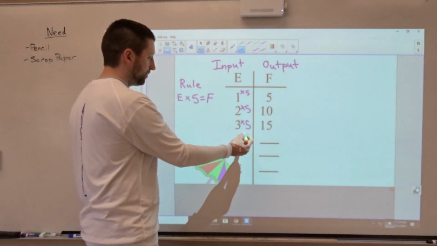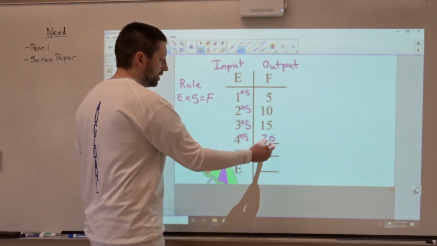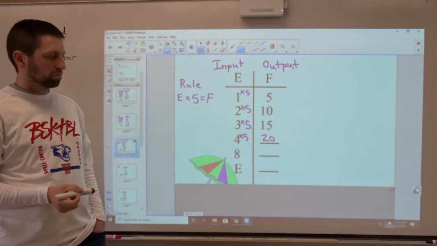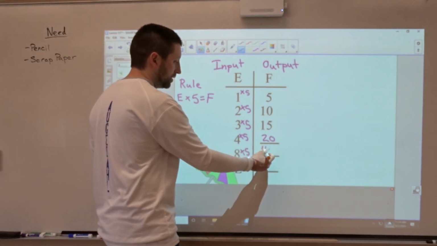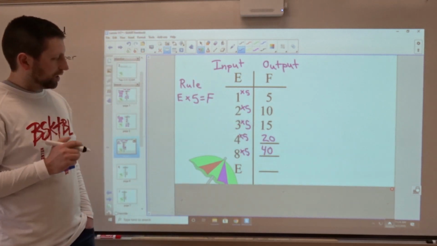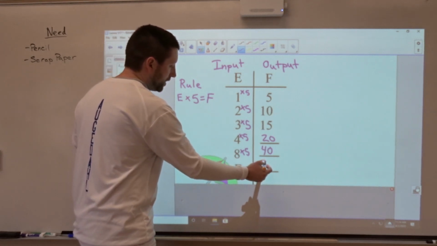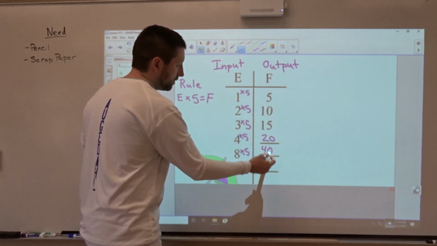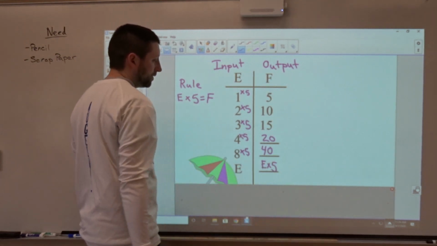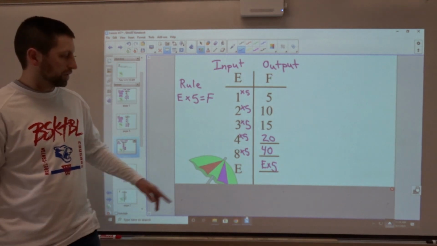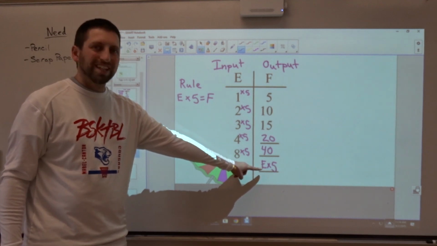4 times 5. That would be 20. If E is 8, well, all we have to do is take 8 times 5. And then that would be 40. Okay? So when I get to this part here, it's asking what is my rule? Well, over here, this is E. To figure out what F is, E times 5. That's what I would write there. Okay, so you'll see that on your homework when it says just an E here. What is the rule? Well, the rule is E times 5.